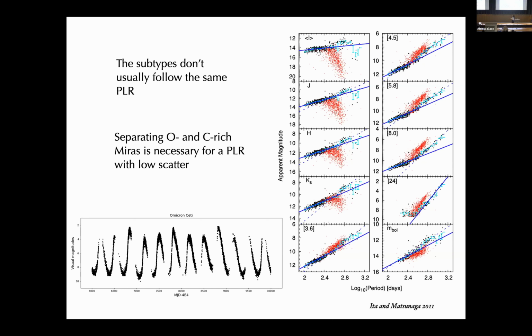just like this plot because you can really see how it looks across the wavelength spectrum. So it's important when we want to study the PL relation to separate these two types. And I've also included a light curve here so you can see what they look like in visual magnitudes.